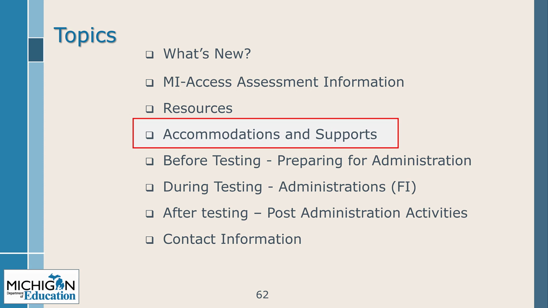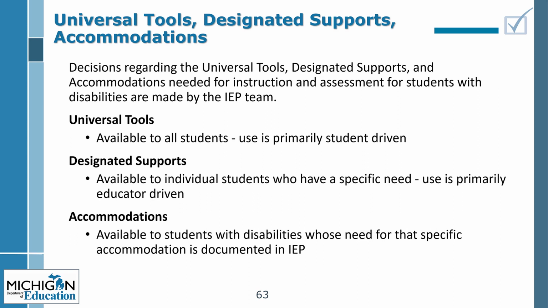Very briefly, I want to touch on the accommodations and supports for students. Decisions regarding the universal tools, designated supports, and accommodations needed for instruction and assessment for students with disabilities are made by the IEP team. Universal tools are available to all students and are used primarily as student-driven as needed. Designated supports are available to individual students who have specific needs, and this is used primarily as educator-driven. Accommodations are available to students with disabilities whose needs are more specific and must be approved and documented in the IEP.